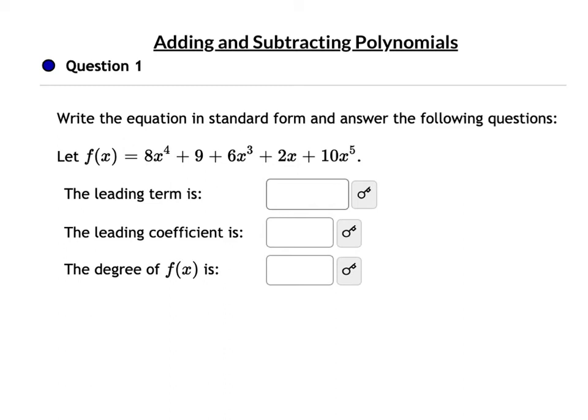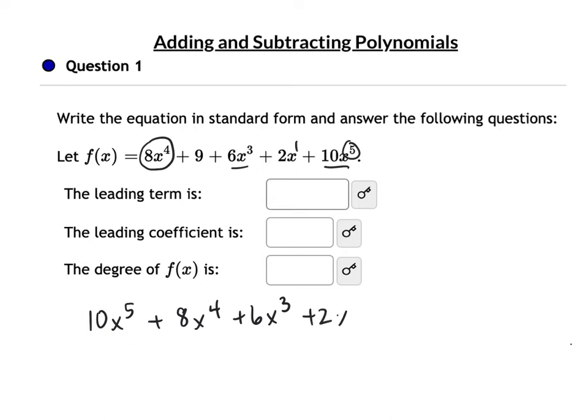Question 1. Write the equation in standard form and answer the following questions. Standard form is highest degree down. The highest degree term is 5. First, we'd write 10x to the 5th. The next one would be 4, plus, it's positive, 8x to the 4th. Then 3, plus 6x cubed. Then we have a degree 1, plus 2x. And lastly, we have our constant, which has degree 0.